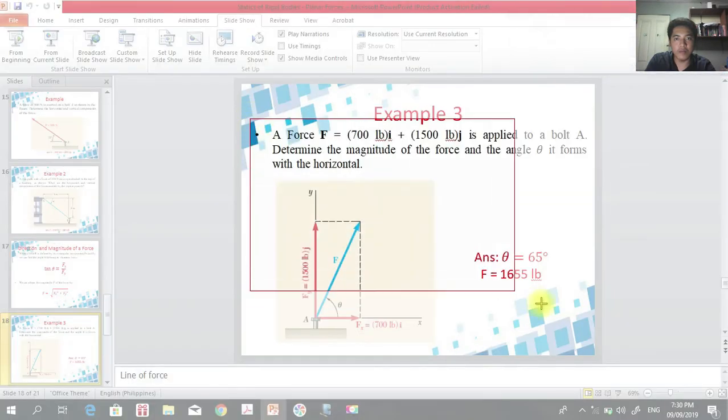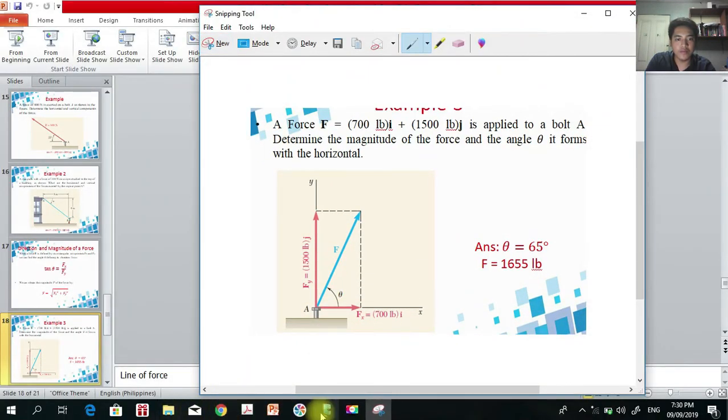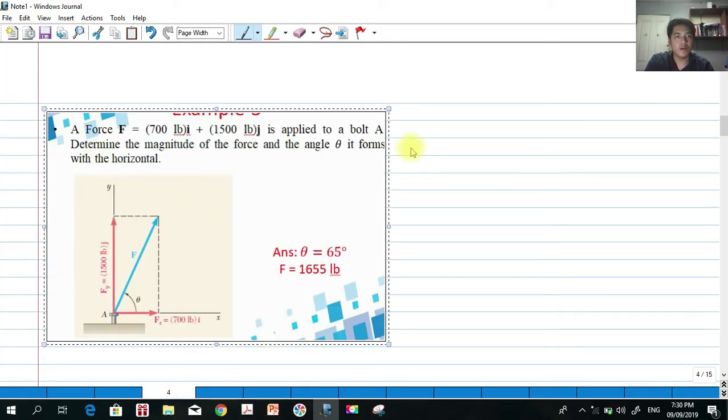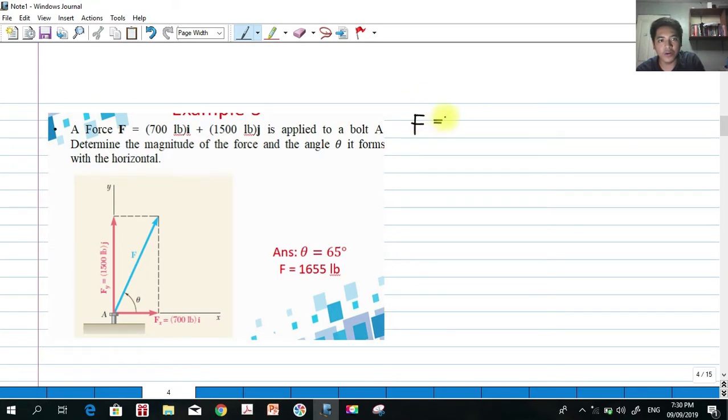So, let's try to solve a problem. A force of 700 pounds, in terms of vector, you know because it has a bold-faced i here, plus 1,500 pounds j is applied to a bolt A. Determine the magnitude of the force and the angle theta it forms with the horizontal. The horizontal the problem is talking about is the positive x-axis. So this is the theta, as you can see here.